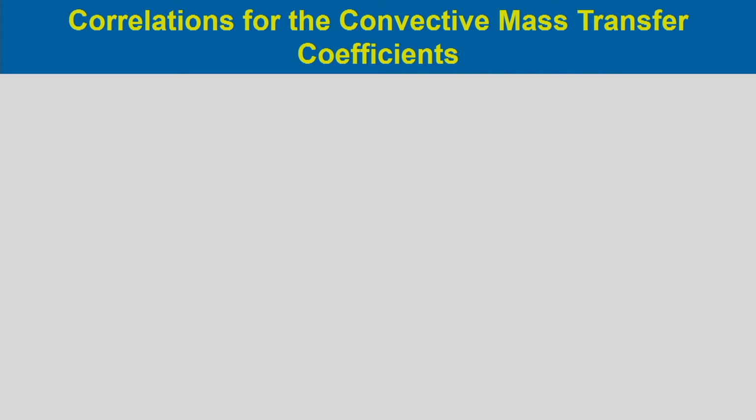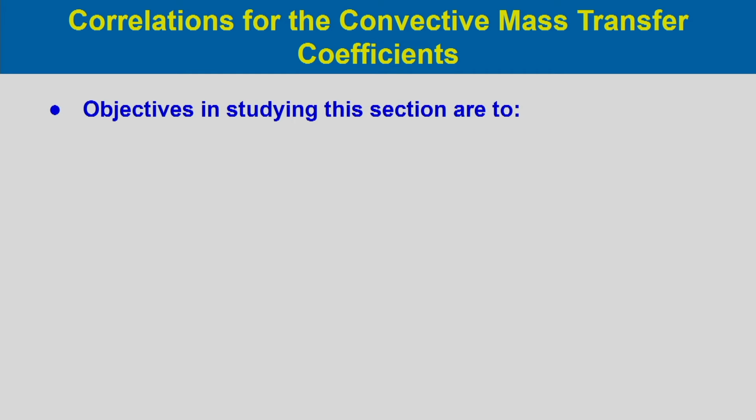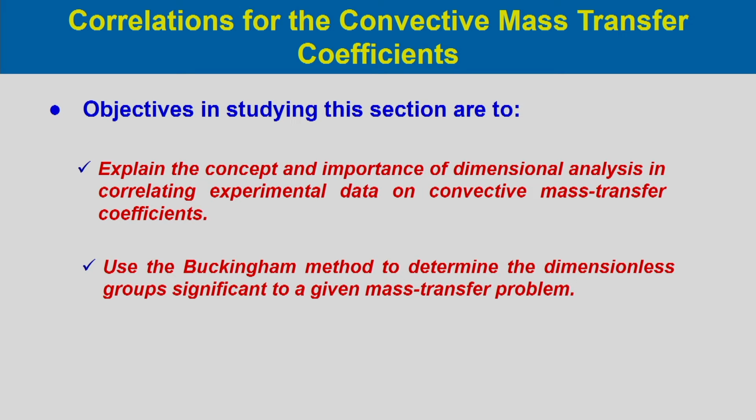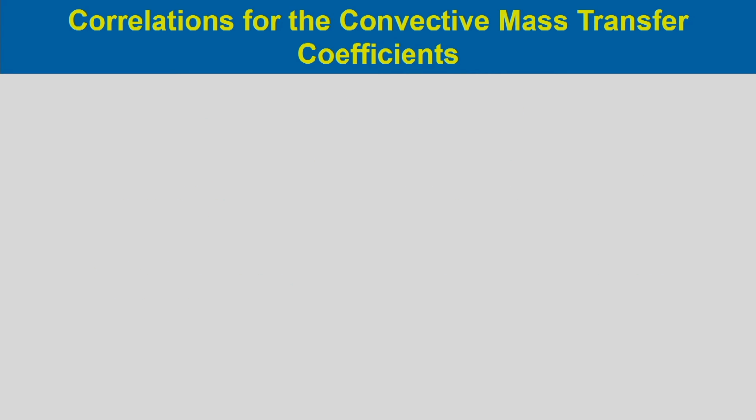Now, correlation for the convective mass transfer coefficient. The objectives in studying this section are to explain the concept and importance of dimensional analysis in correlating experimental data on the convective mass transfer coefficient, and to use the Buckingham method to determine the dimensionless groups significant to a given mass transfer problem. With these two objectives, let us continue our discussion.